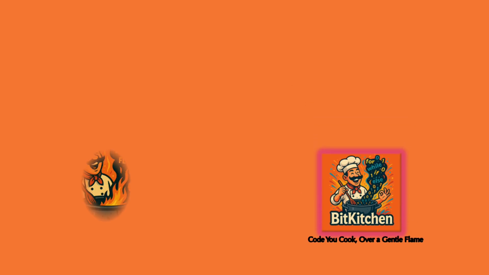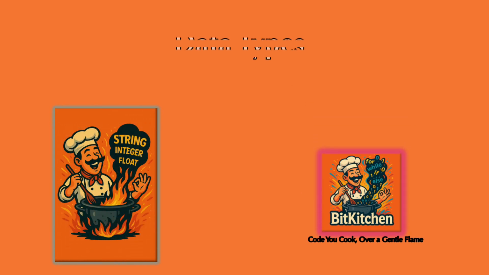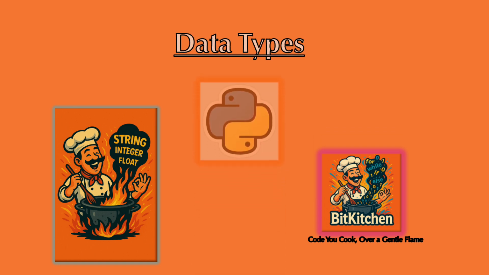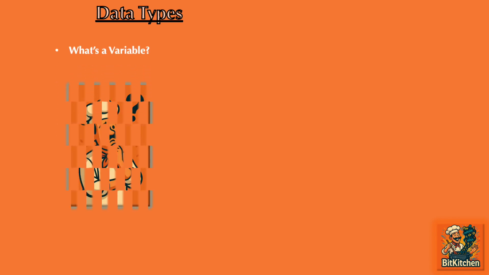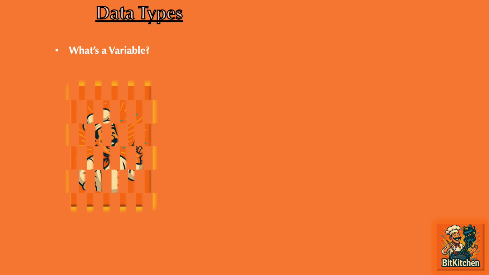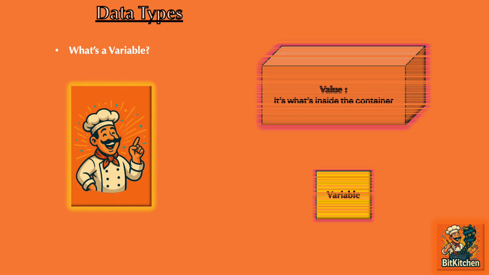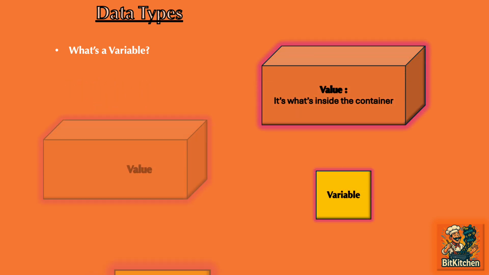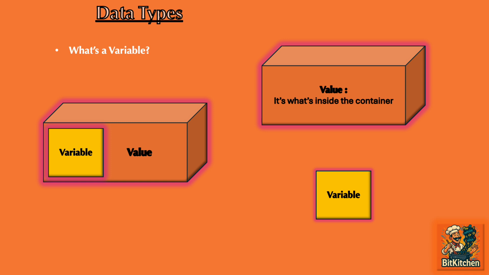Today, we're turning up the heat on Python as we dive into data types, the key ingredients in every Python recipe. Before we stir in data types, we've got to prep our workspace, and that starts with variables. So, what's a variable? Think of a variable like a labeled container in your kitchen. It holds your ingredients until you're ready to use them. Now let's head to BitKitchen and get cooking.